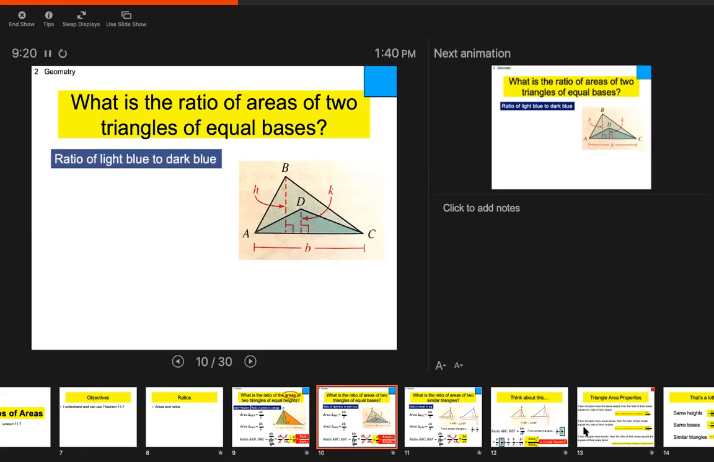So what? Let's do light. I don't know what color it is. The light one or the dark one? How about that? Dark one. It's not like it's white. Okay. Well, I'm calling that small triangle the dark one. It's just white to light blue. So what's the fraction? B times K over 2.